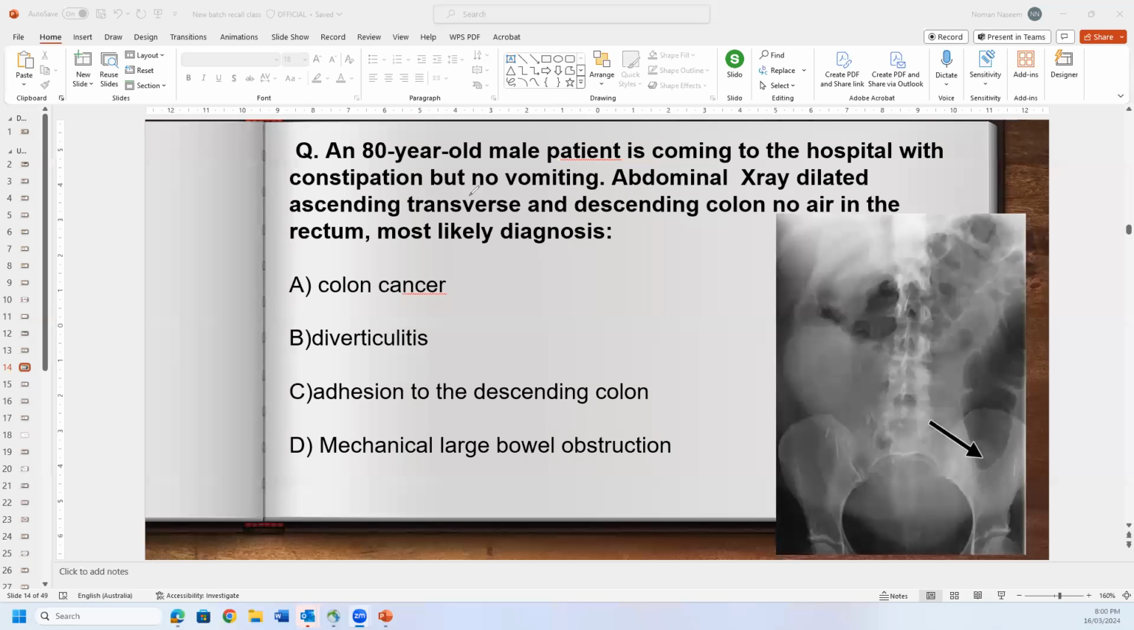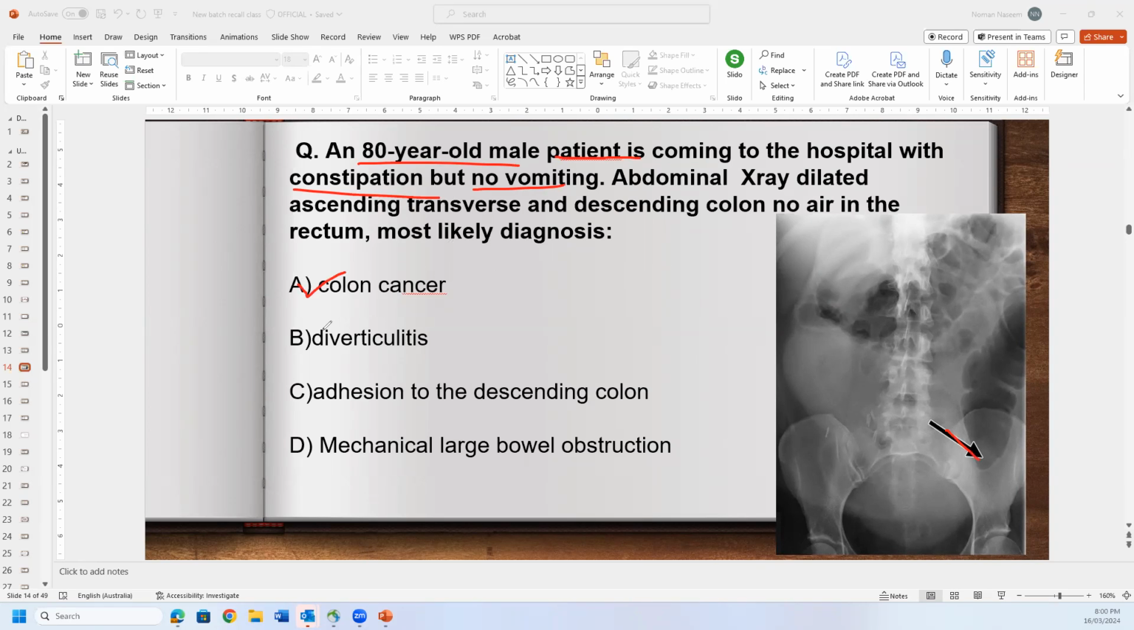An 80-year-old male patient is coming to you with constipation, but there is no vomiting. On abdominal X-ray, as you can see, there is a dilated transverse and ascending colon, but there is no air fluid. There is no air in the rectum, so there is a cutoff sign over here. What is the most likely diagnosis?